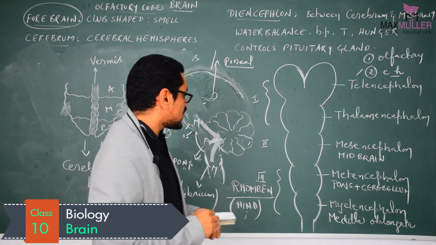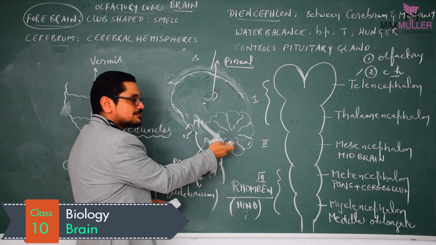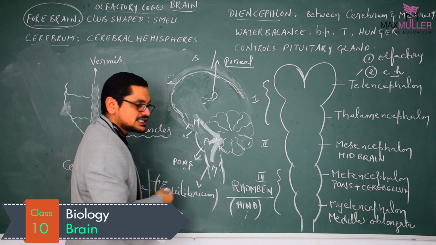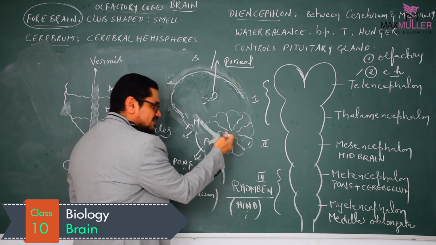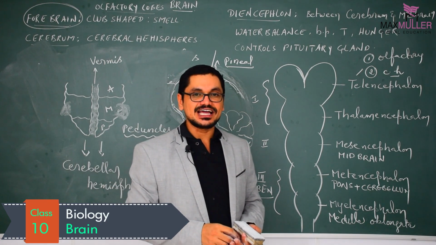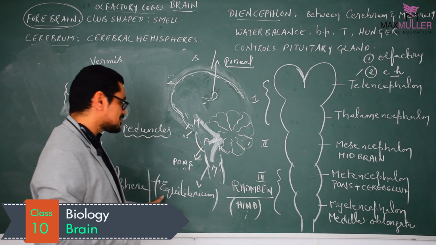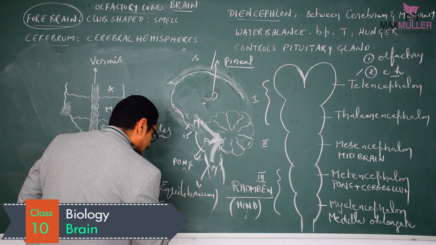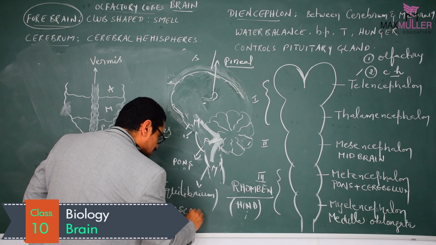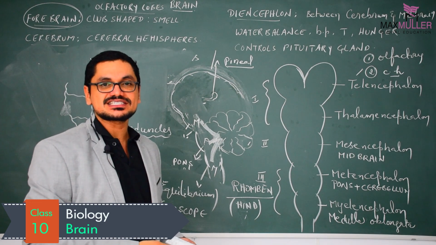What is the function of the peduncles? They connect the cerebellum with the anterior part of the brain, the middle part of the brain, and the posterior part of the brain. And the cerebellum contains a very important area which is essential for the maintenance of balance or equilibrium. That is the reason why it is also called the gyroscope.